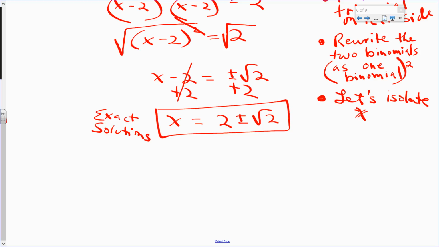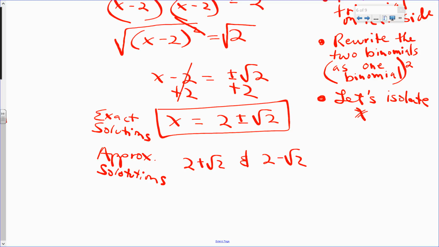If I wanted the approximate solutions, what I'd do is I'd hit square root of 2 in my calculator and give the 2 solutions. In other words, the approximate solutions, I'm going to abbreviate approx. Approximate solutions are 2 plus the square root of 2 and 2 minus the square root of 2. Let me punch those into the calculator. Watch. I'll let you write that down. Let me go to my online calculator and punch in 2 plus the square root of 2 and 2 minus the square root of 2, and I'll round to the nearest tenth for now.